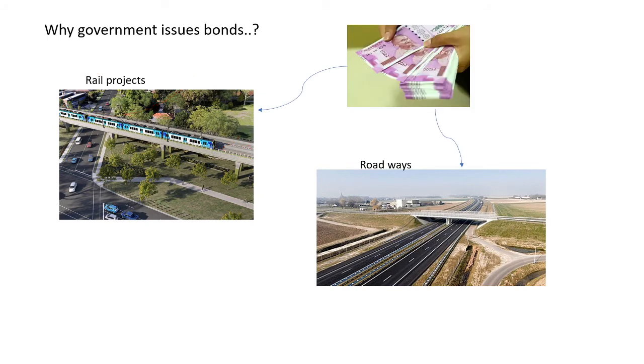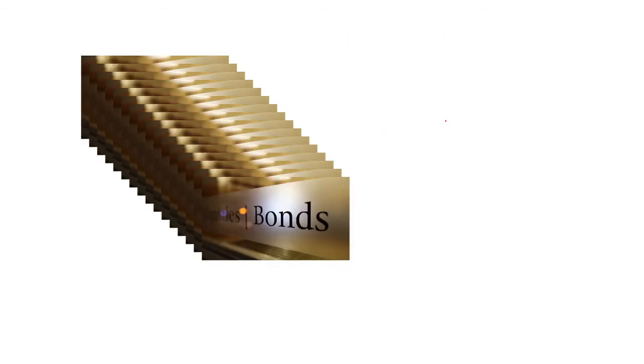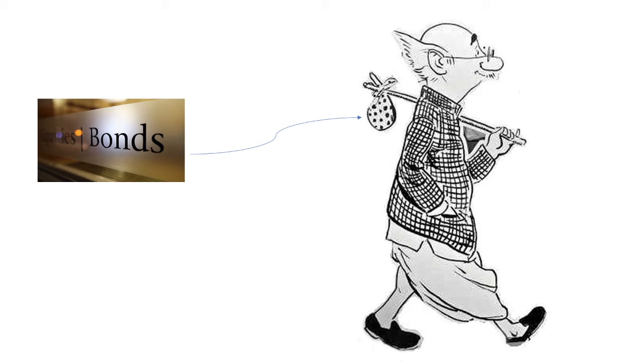After issuing these bonds, government gets some money, which they use for completing their rail or road projects. After issuing this many bonds, government gets a lot of money and they complete their yearly targets. You can see here there are so many bonds, and from this government is going to get a huge amount of money. Now if government or the RBI wants to purchase these bonds, then they need to enter into the secondary market.